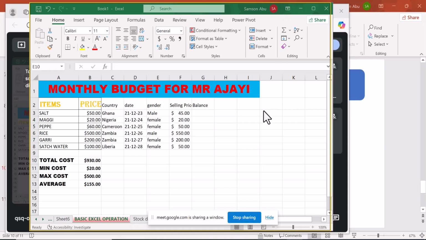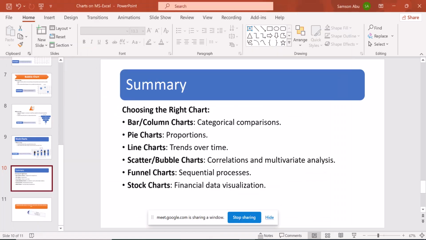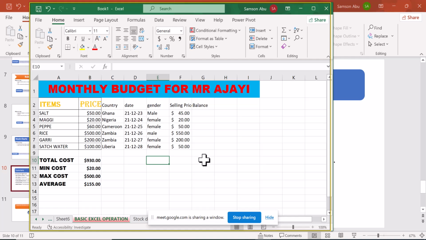You notice that we have items, we have the price that this man budgeted to spend for the month, and we have the country, then the dates, gender, and selling price. Now, if you remember vividly, we said that bar charts or column charts are used for categorical comparison. So if you look at this, we have gender as one category, and then we have price. When you are doing this, you need a numeric and a string data. I'm not using dates. So let's assume I want to pick price and item. That would be better.